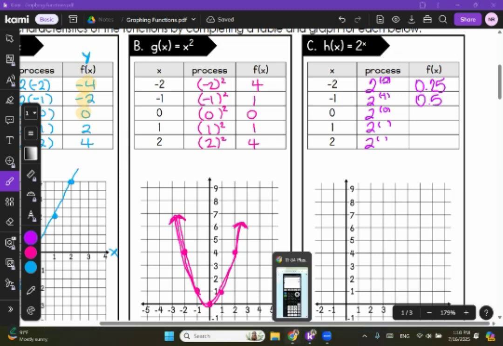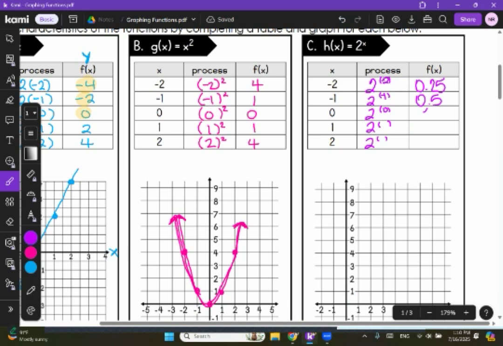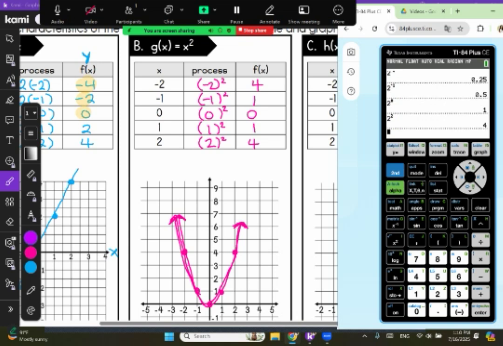Do you think it's going to give you 0? That would be my first guess. But no, anything raised to the power of 0 is 1. That is something that we're going to learn later on in the year. 2 to the power of 1, it's just 2. 2 to the power of 2, just in case, 4.